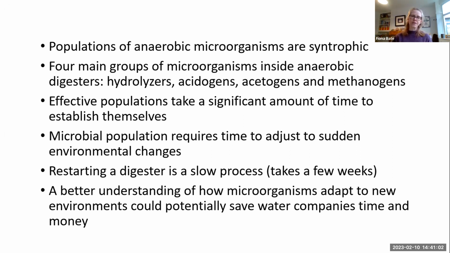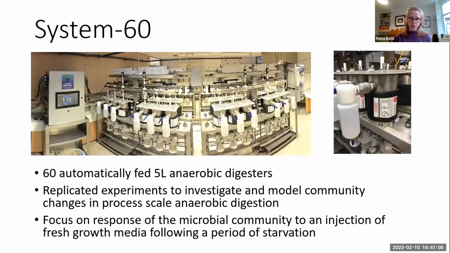Okay, so what are we doing about this? In York, we've got a lab in the biology department, called System 60. It's got 60 small digesters. Hopefully you can see on the picture all these black cylinders here are the digesters. There's a close-up of one here. So the sludge in this case gets fed in at the top, and this is the overflow where the treated sludge comes out, and the gas gets collected up at the top here.